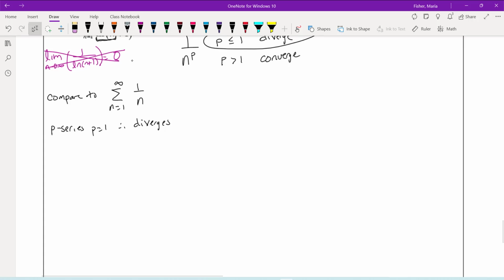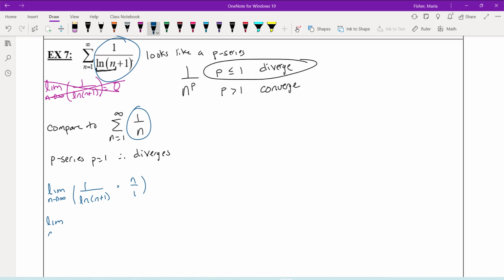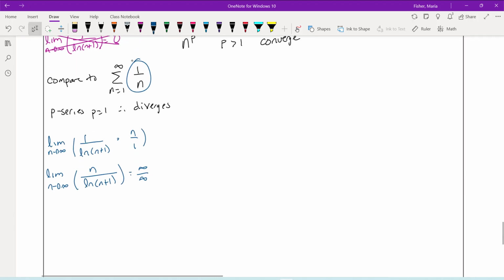If we were to try the limit comparison test, we take the limit as n goes to infinity of the given, 1 over the natural log of n plus 1, times the reciprocal of the known, n over 1. The problem with this is that this test is going to fail. The limit as n goes to infinity of n over the natural log of n plus 1 is currently infinity over infinity. Since we have that natural log there, let's go ahead and use L'Hopital's rule.